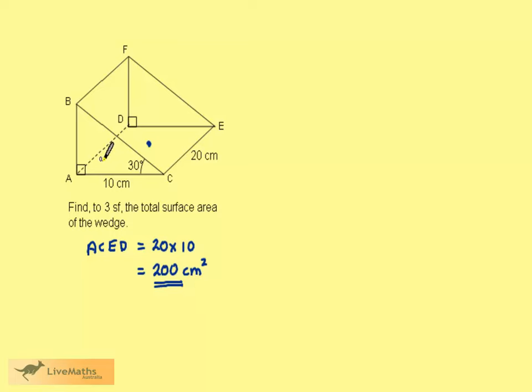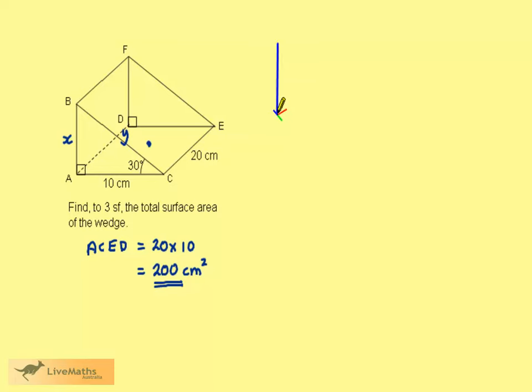So we need to work out the area of the other faces. We have the two triangular ends, the rectangular back, and the rectangular sloping top face. We're going to need to work out some lengths. We need to work out AB, and I'm going to call that X. We also are going to need to work out BC, which I'm going to call Y.